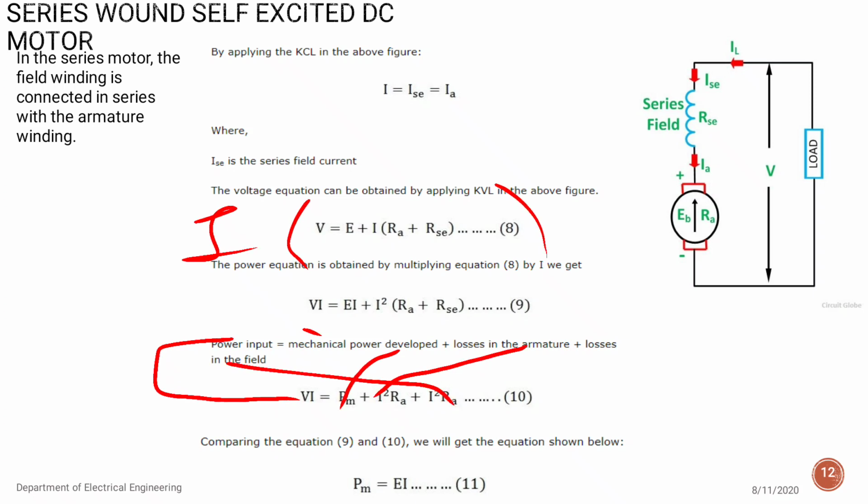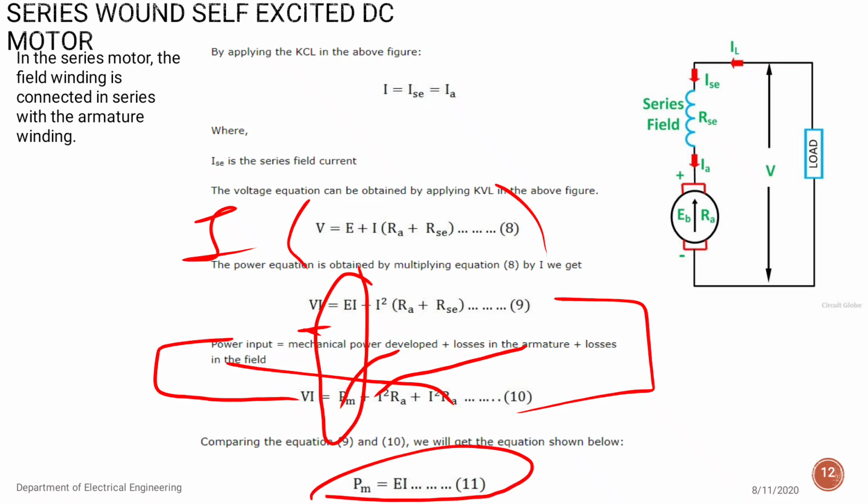Now for the mechanical power, if we compare these two equations 9 and 10, then we know that VI is as it is, and PM is equal to, what is the value of PM? PM is equal to E into I. So this is the power equation for the series wound self excited generator. Clear?